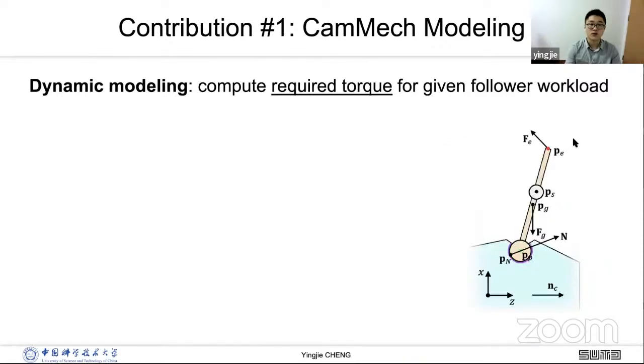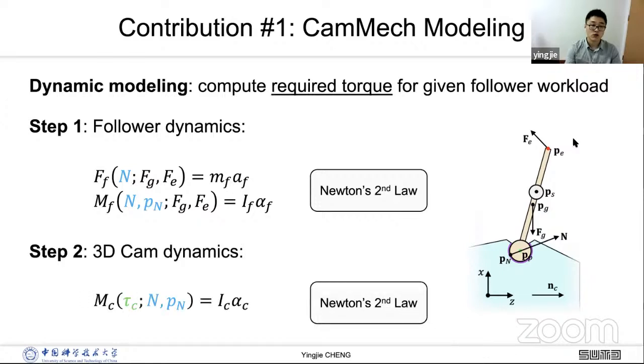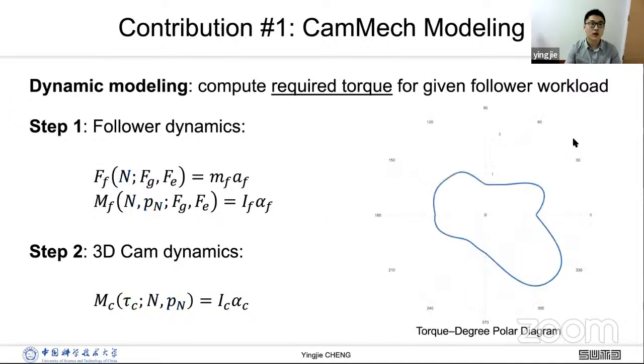The details of the dynamic modeling follow a 2-step method. Step 1, we model the follower's dynamics using Newton's second law to solve the required support force N and the force point Pn. Then we model the 3D cam's dynamics to solve the required torque tau C to drive the cam. Here is the result, for example, of the required torque in a rotation period.